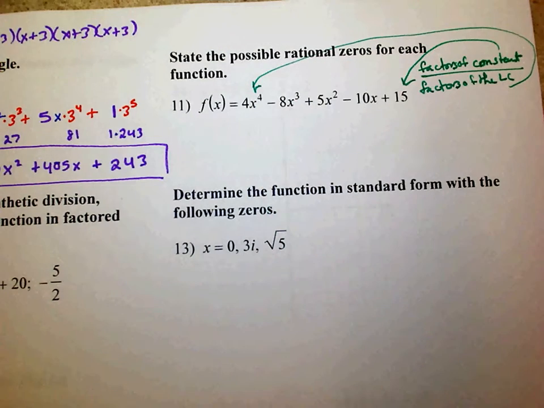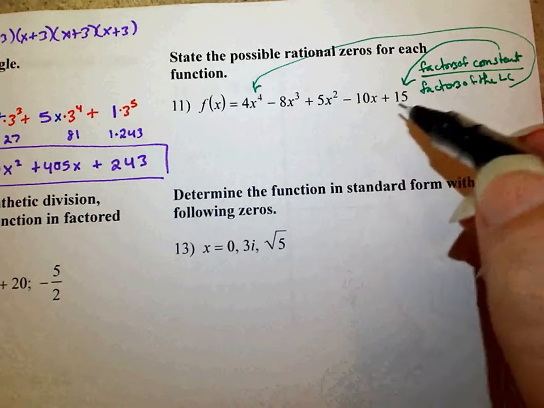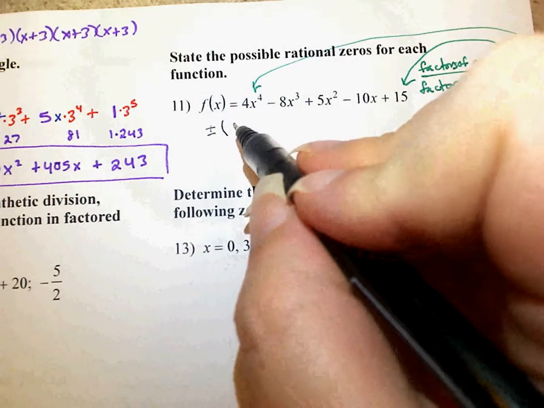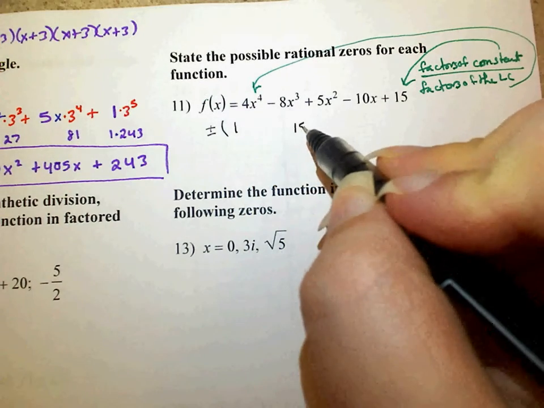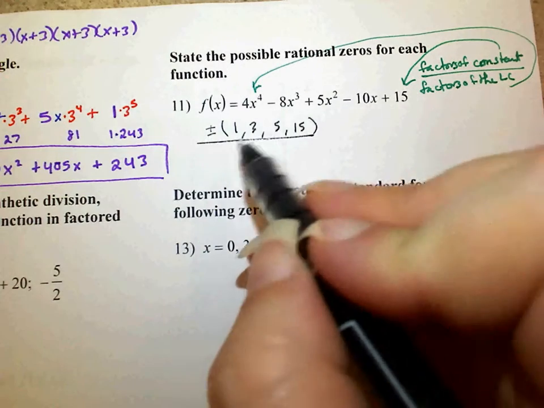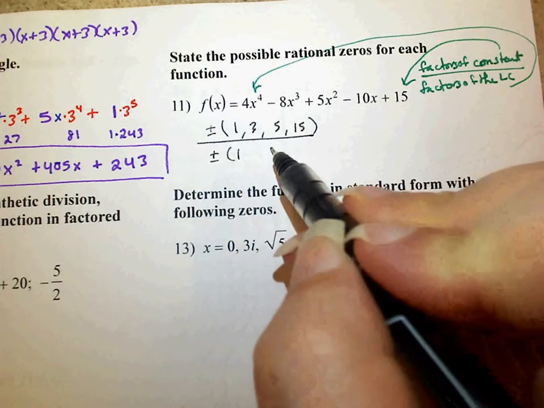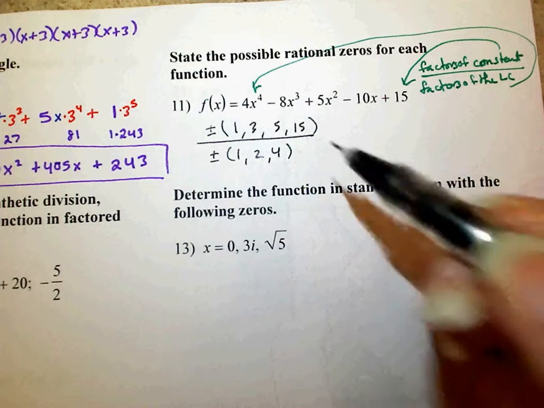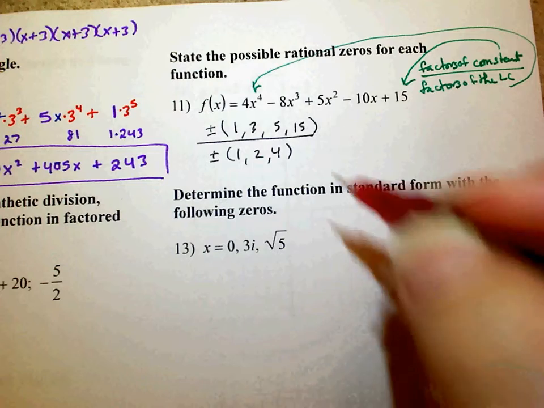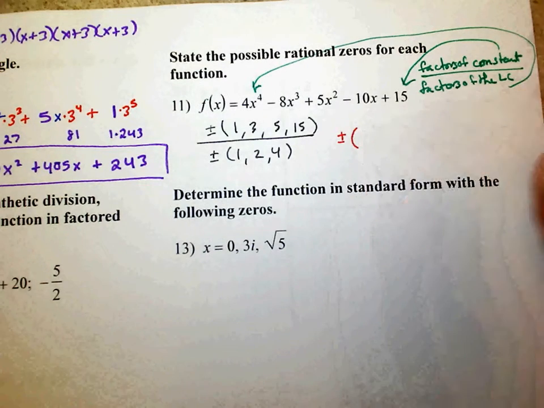Okay? Factors are the things that multiply to give you that number. So what multiplies to give me 15? 1 and 15, 3 and 5. So what multiplies to give me 4? 1 and 4, 2 and 2. But I don't need to write down 2 twice. Okay, I'm not done yet because what I actually have to do is divide everything. So plus and minus. 1 divided by everything, 3 divided by everything, 5 divided by everything, and 15.